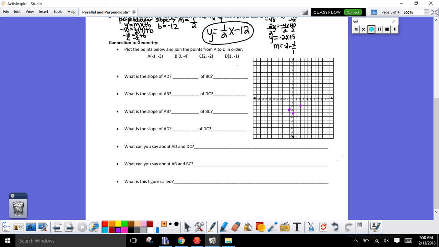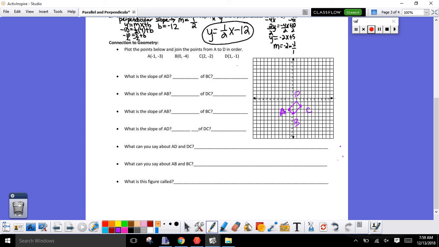And when x is 1, y is going to be negative 1. So right there. They say: plot the points below and join the points from A to D in order. So we have A right here. We have B right here. We have C and we have D. Just join them in order. There we go.